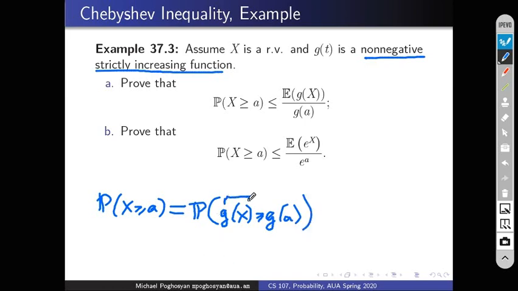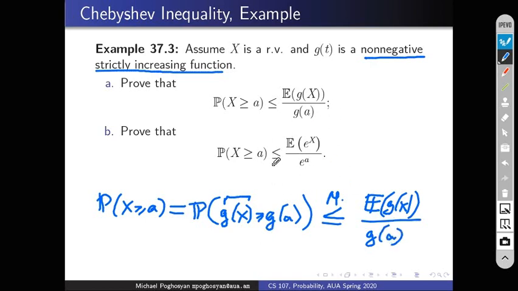Now this is our new random variable, which is taking non-negative values. So I can apply here Markov's inequality. By Markov's inequality, I will have that this is less than or equal to the expected value of g(X) over g(a). And this is what we wanted to obtain.